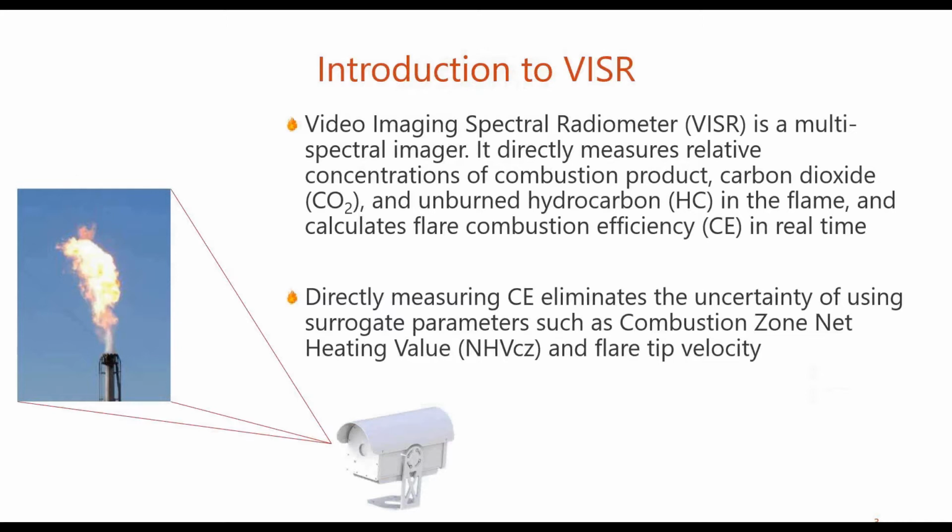It's important to note that what VISR is doing is directly measuring the combustion efficiency. The current state of the art is to apply indirect methods, which is to measure everything you're sending to the flare and use those measurements to calculate a combustion zone net heating value. That, along with the flare tip velocity, if you maintain certain levels, you can assume you have good combustion. We would call that an indirect method. What VISR is doing is directly measuring the post-combustion gas and directly calculating the combustion efficiency.